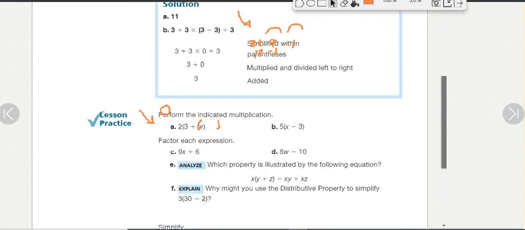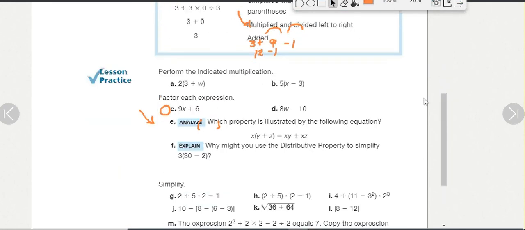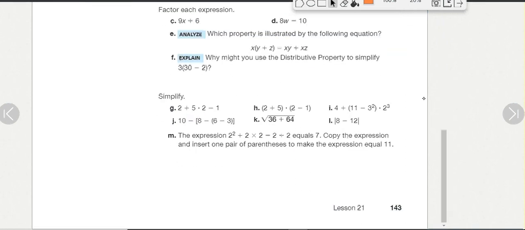Okay. Let's see. How prepared are we to do these? Let's do A, C, G, M, please.